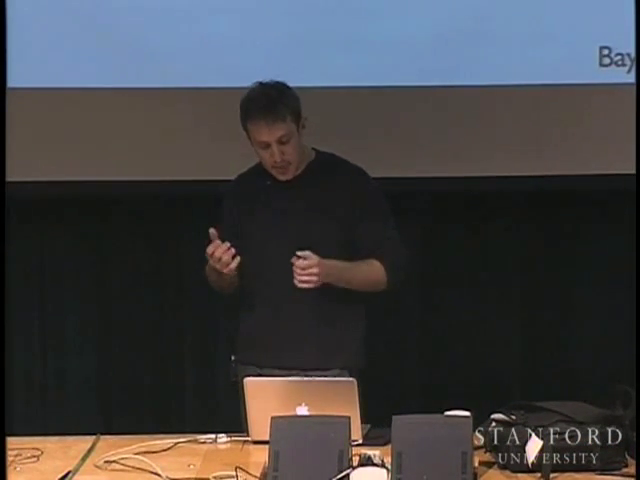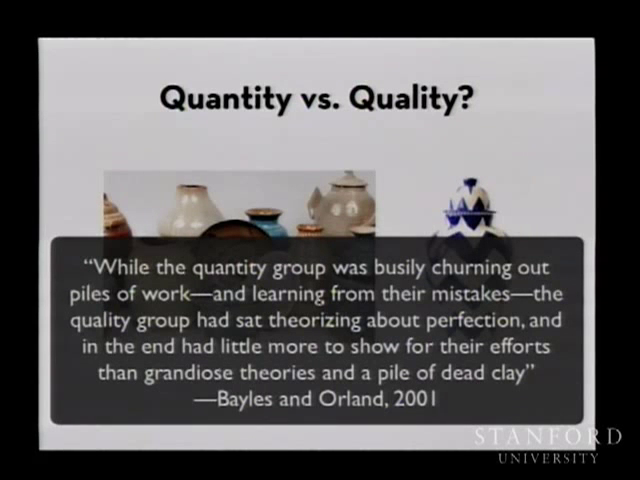It was interesting, and Bayles and Orland, who reported this story, wrote that while the quantity group was busily churning out work and learning from their mistakes, the quality group sat theorizing about perfection, and in the end had little more to show for their efforts than grandiose theories and a pile of dead clay.